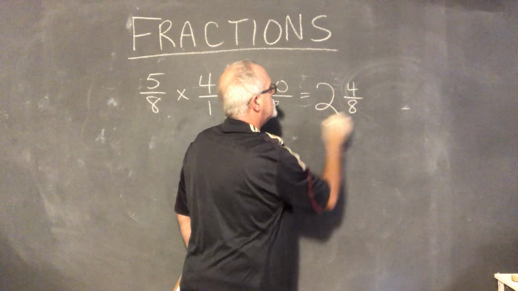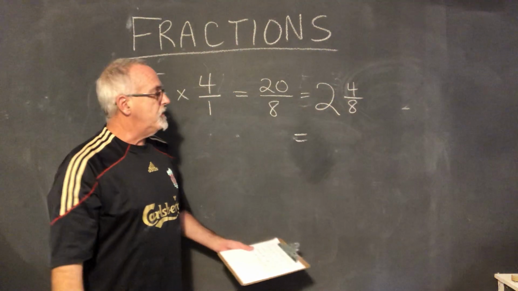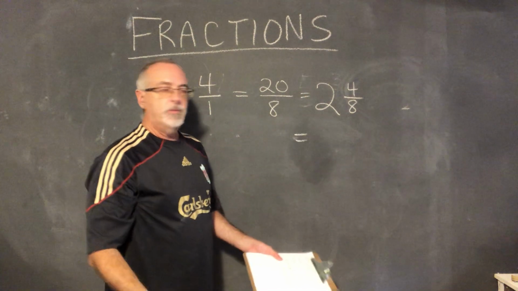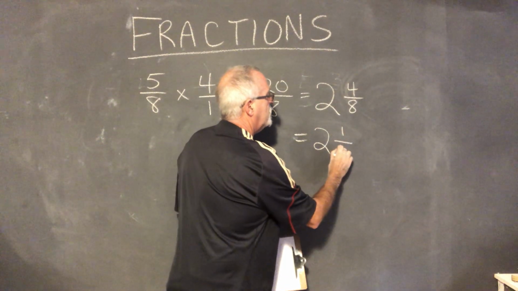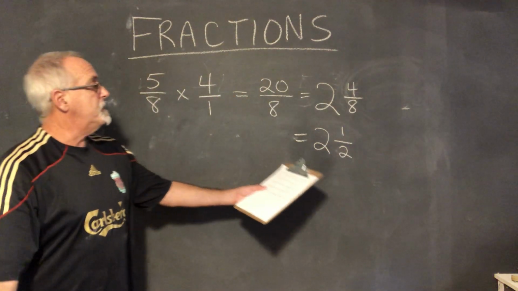I have 2 and 4/8. But of course, 2 and 4/8 can be reduced. 4 and 8 have a common factor of 4. I will divide them by their common factor. 4 divided by 4 is 1. 8 divided by 4 is 2. We have 2 and 1/2. 2 and 1/2 is our answer.